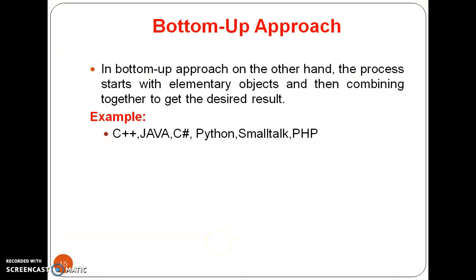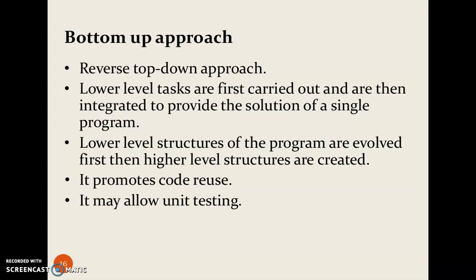Next we'll see the next approach, that is the bottom-up approach, in which the process starts with the elementary objects and then combines them together to get the desired result. Examples of bottom-up approaches: C++ language, Java language, C#, Python, Smalltalk, PHP. The bottom-up approach is the reverse process of the top-down approach. Lower level tasks are first carried out and are then integrated.